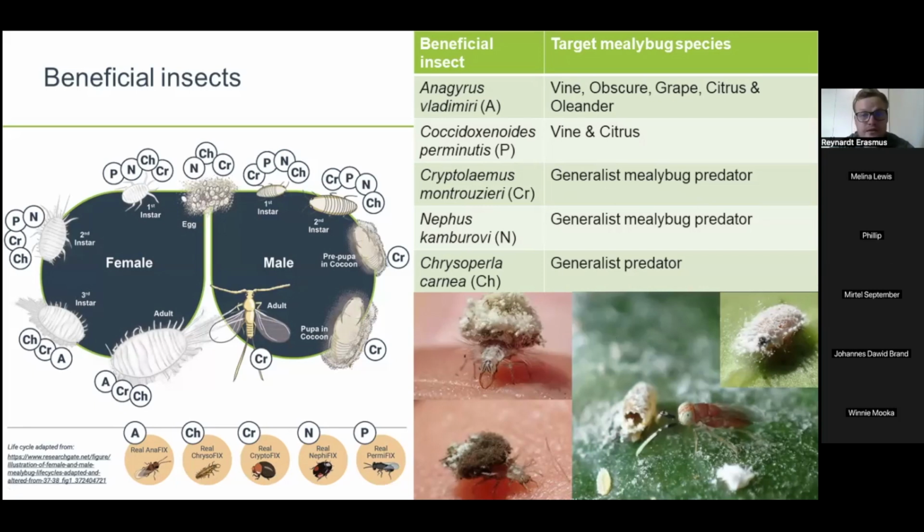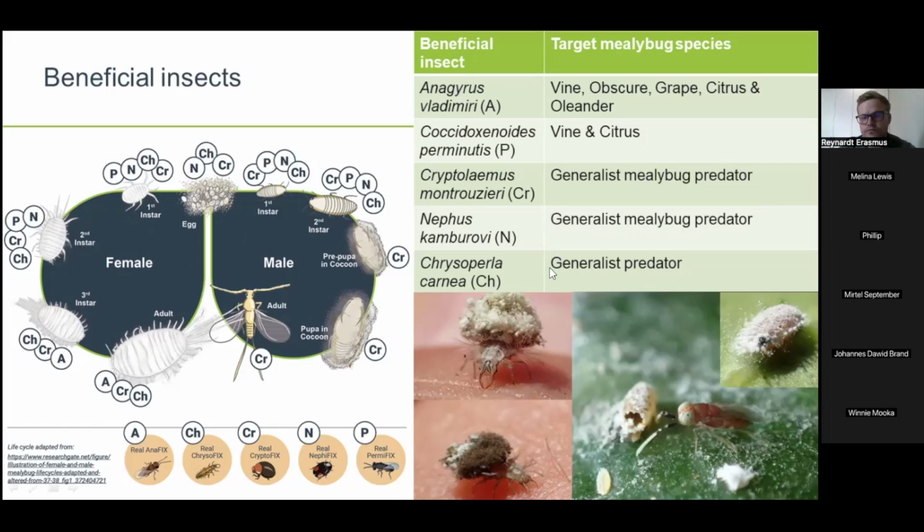It is a generalist mealybug predator. It's able to feed on a wide variety of mealybug species, and it is also able to target all the life stages in the mealybug life cycle. Nephus bineavatus is also a generalist mealybug predator, but it is a much smaller beetle, and is therefore only able to feed on the eggs, as well as the 1st instar nymphs, and to some extent on the 2nd instar nymphs.